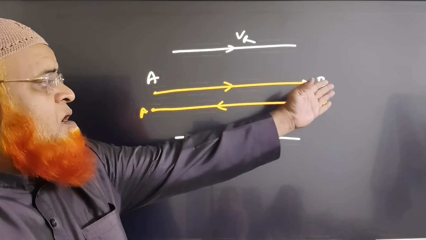To go from here to here it is taking just 40 minutes. Just 40 minutes. But to come again from B to A against the river flow it is taking 120 minutes.